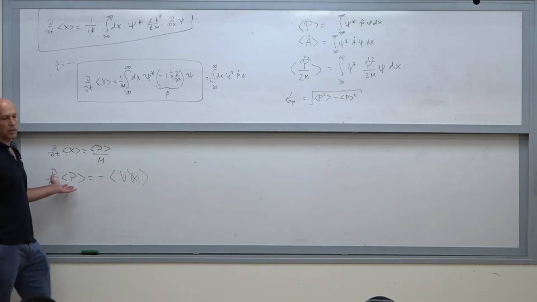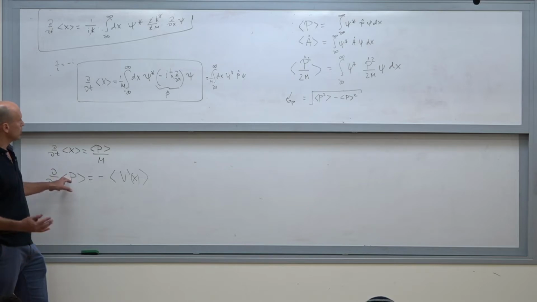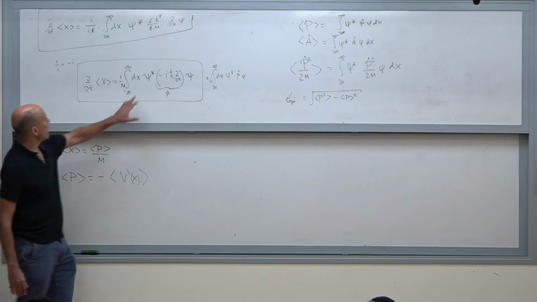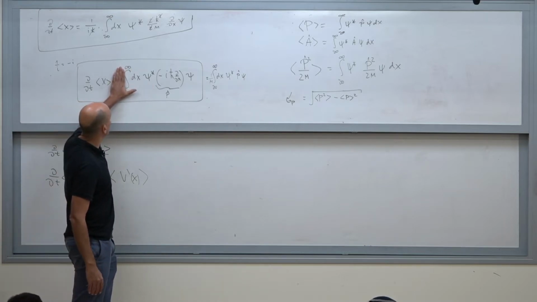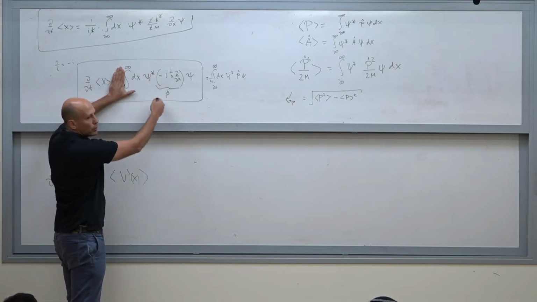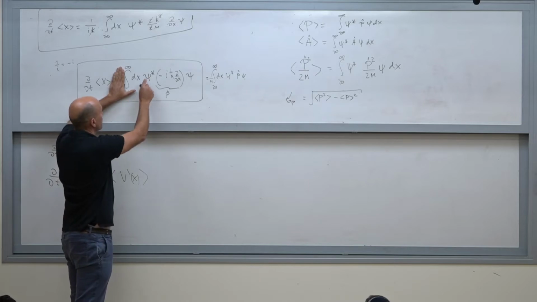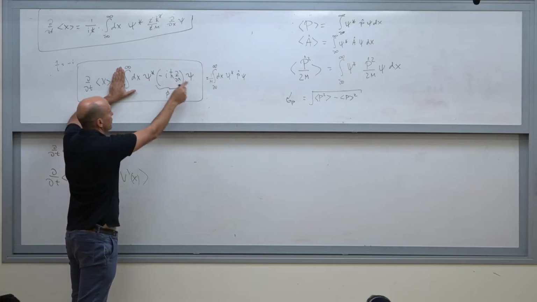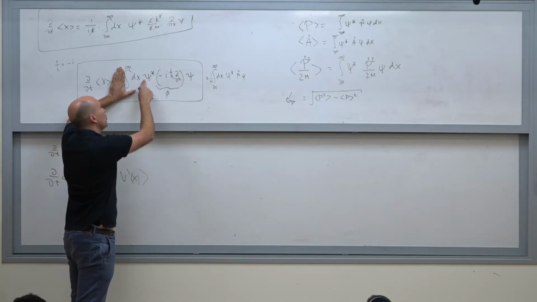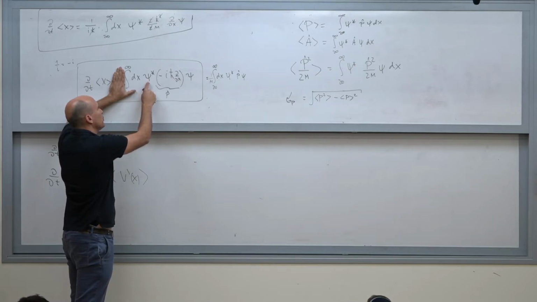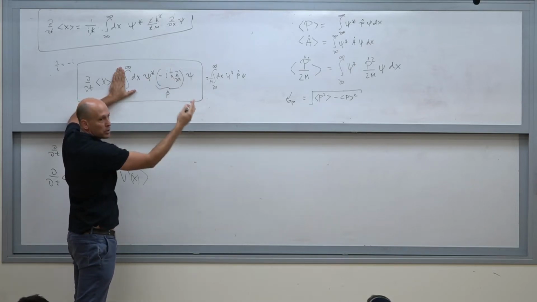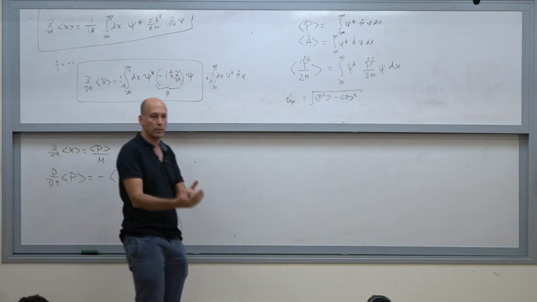How would you prove this type of thing? Well, you know it, more or less. You have P, so this is P average. Forget about this 1 over M. I need to take the time derivative of this. The time derivative will give you a time derivative of psi and a time derivative of psi star. What is that? That is essentially the Hamiltonian times psi.